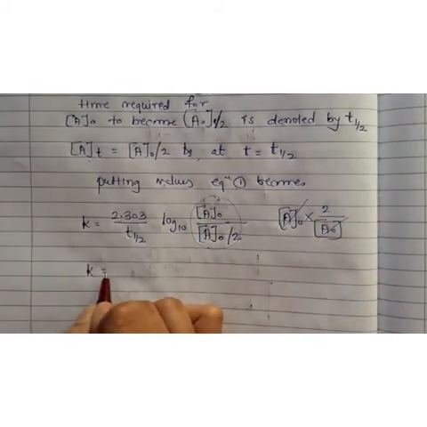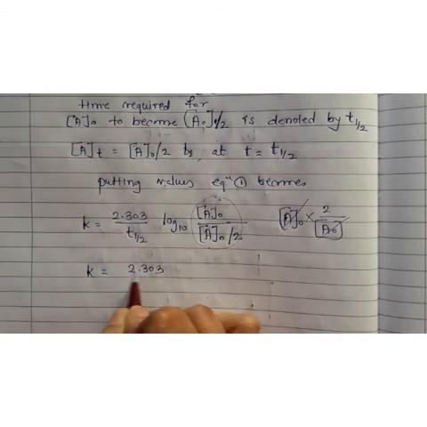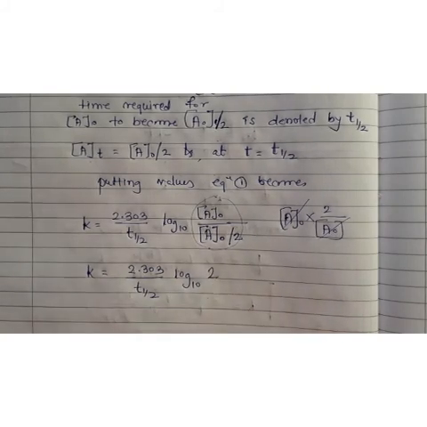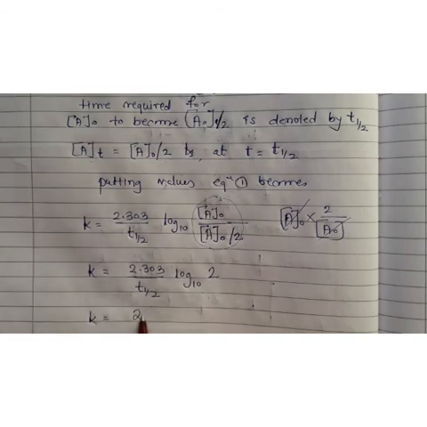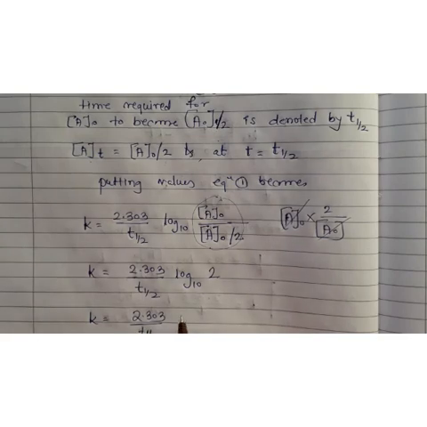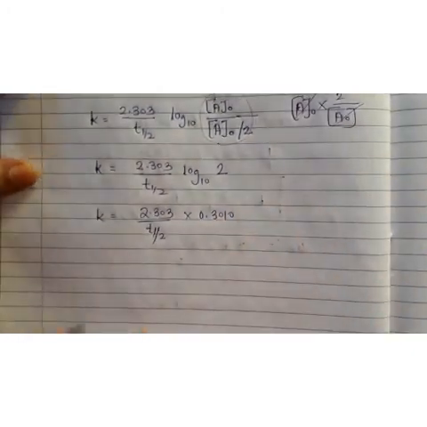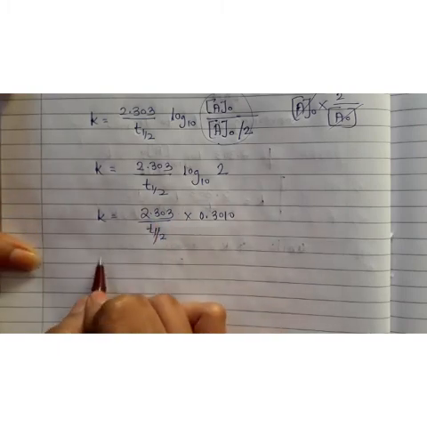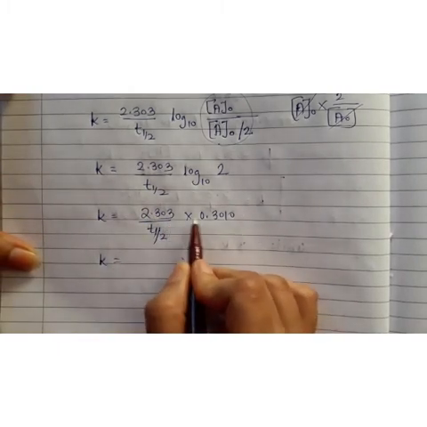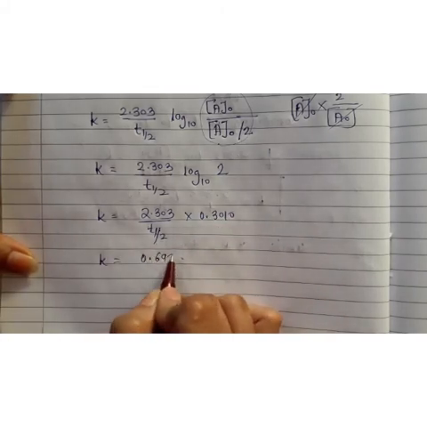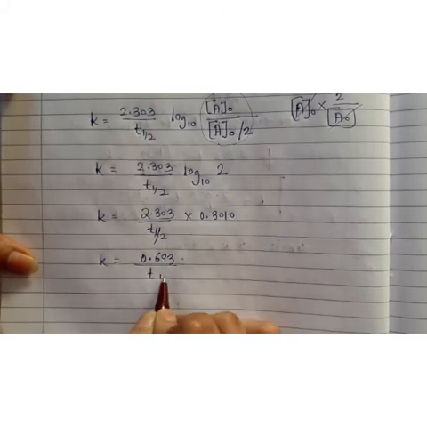So it will become K is equal to 2.303 upon T half, log to the base 10 of 2. The log of 2 is 0.3010. Then you have to multiply these two numbers. When you multiply 2.303 by 0.3010, you will get 0.693 divided by T half.